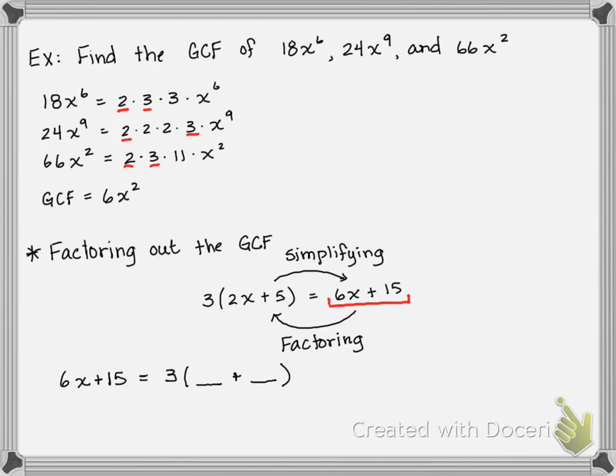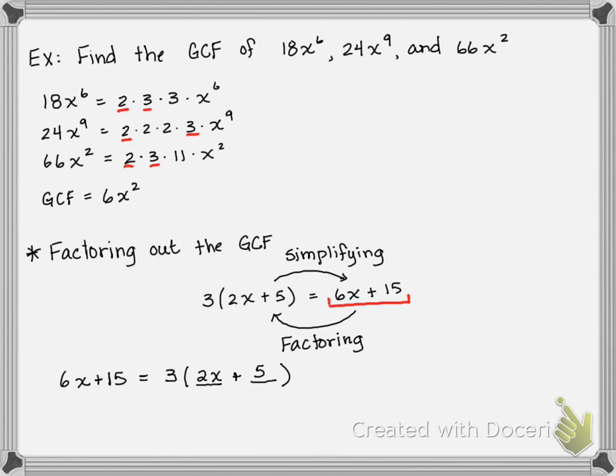And I ask myself, what would I have to multiply 3 by to get 6x? 2x, good. And then for the second term, what would I have to multiply 3 by to get 15? 5. And so we're just doing that distributive property in reverse. So we're undistributing.